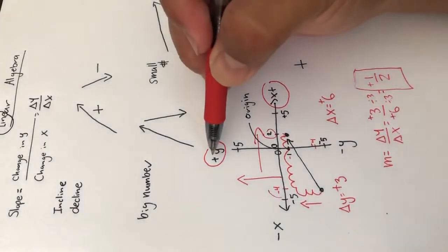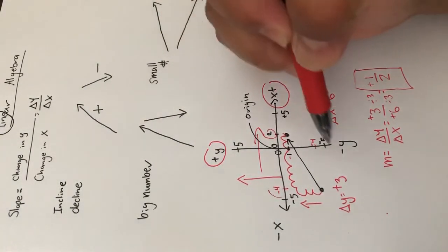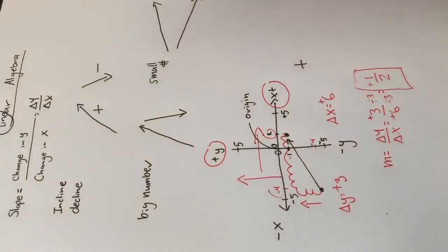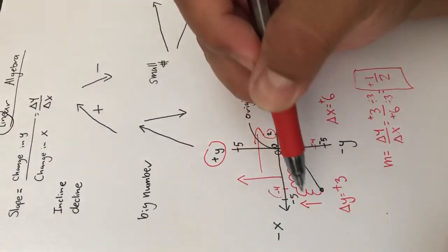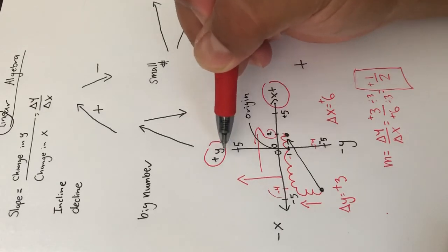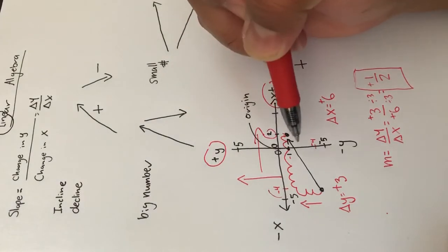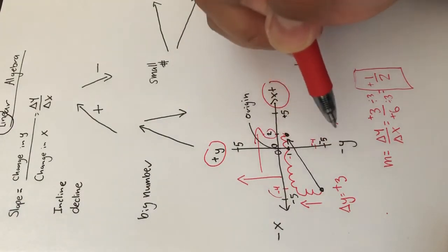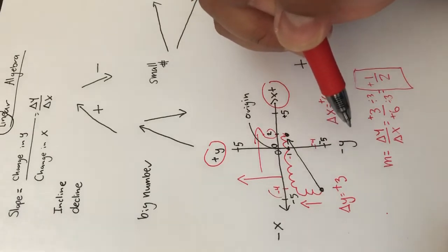These positive symbols and negative symbols help me know whether the change should be positive or negative. I can count the spaces, but whether it's going in the direction of the positive y, that tells me positive, or if we're going down, that tells me that change in y would be negative.